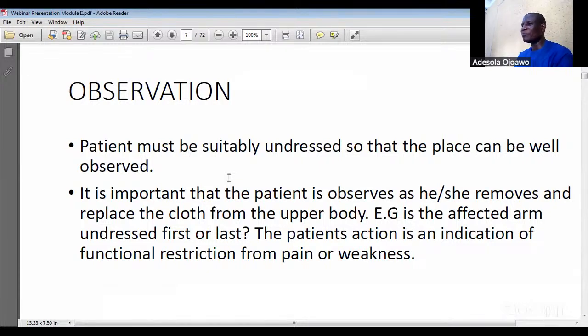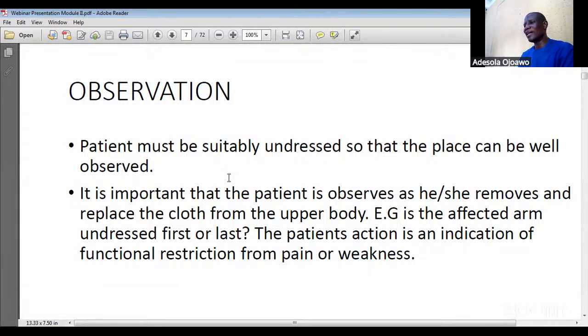It's important that the patient is observed as he or she removes and replaces the clothes. The point is that even if you are not very close to the patient, you try to see how he does it, how he's removing it. You see the kind of movement that the patient is trying to prevent. That may give you an idea of what's possibly happening.